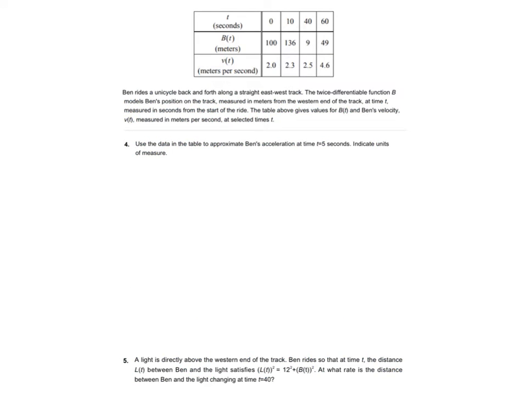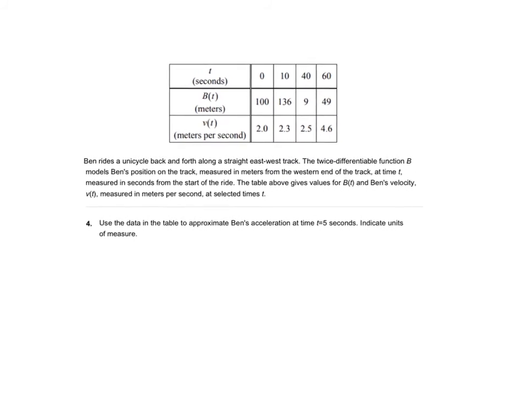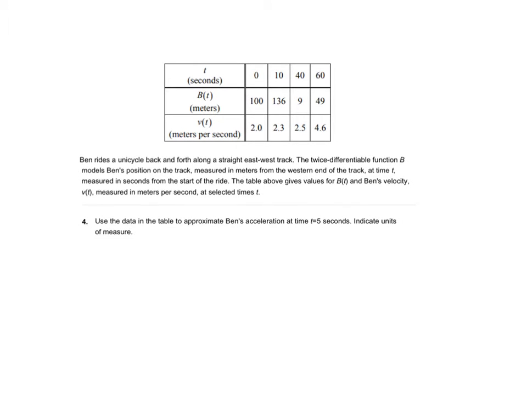Okay, so the next 4 problems, I'll deal with this chart up here. So, okay, Ben rides a unicycle back and forth along a straight east-west track. The twice differentiable function b models Ben's position on the track measured in meters from the western end of the track at time t, measured in seconds from the start of the ride. The table gives values for b of t and Ben's velocity v of t measured in meters per second at selected times t. Okay. Use the data in the table to approximate Ben's acceleration at time t equals 5. Indicate units of measure.